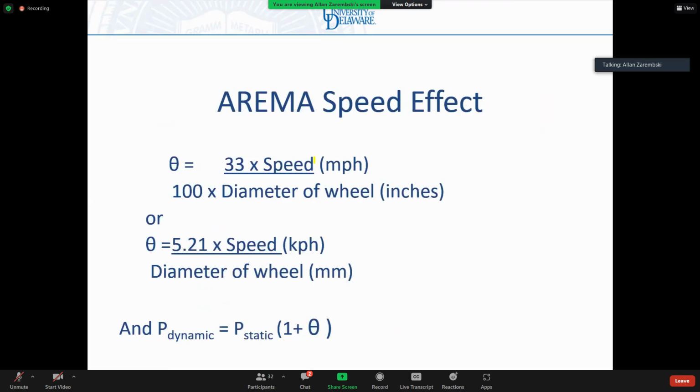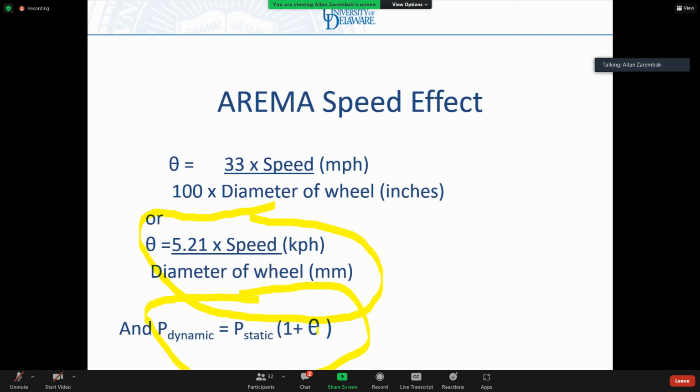You're all experts. You better be, because you're going to see a lot of it in applying certainly the ARIMA speed effect formula or any dynamic load model. Once you learn how to use the ARIMA model, then you can apply any quasi-static model. They all work the same until you get into the P1, P2 models, which are a little bit more sophisticated, or the fully dynamic models. But the quasi-static models all work the same, and they all take the form P dynamic equals P static times 1 plus theta, where theta is the quasi-static load augment. Again, for ARIMA, it's 5.21 times the speed divided by the diameter of the wheel.